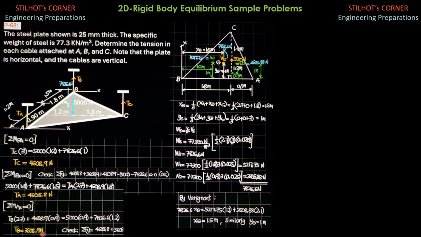And to check the answer, summation of forces vertical, or Y, equals tension at A, 4608.8, plus tension at B, 3608.9, plus tension at C, 4608.9, minus 5,000, minus 7826.6. And if you use your calculator, that's almost zero. Okay. That means these answers are correct. So that's it for this video.